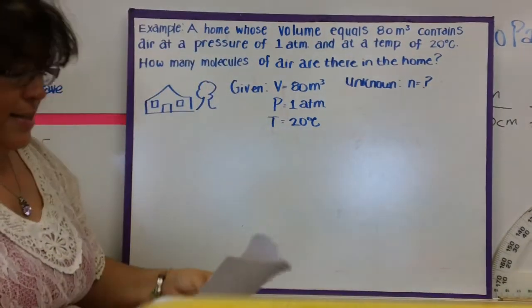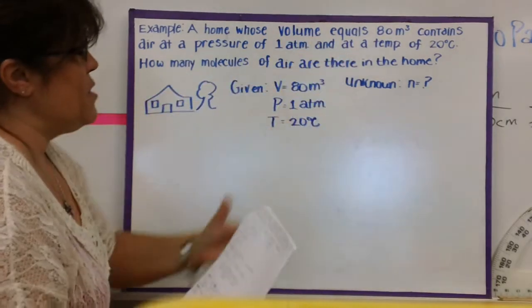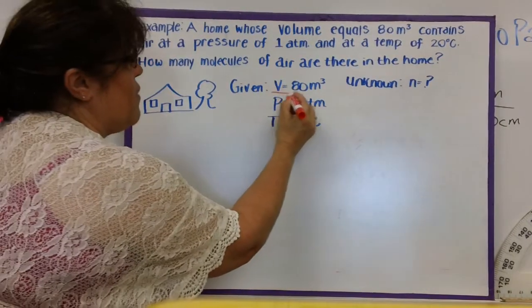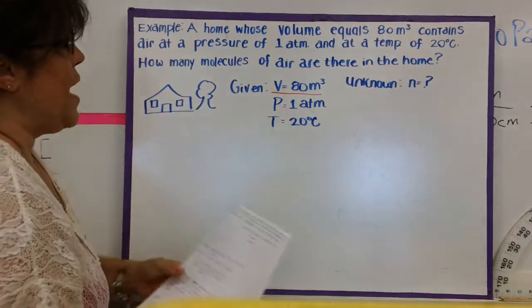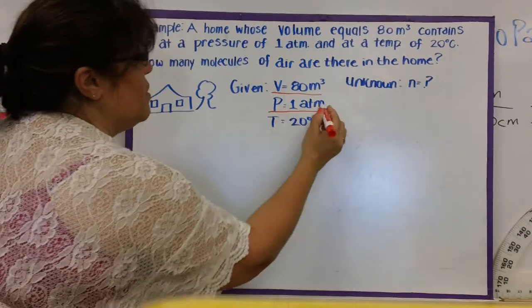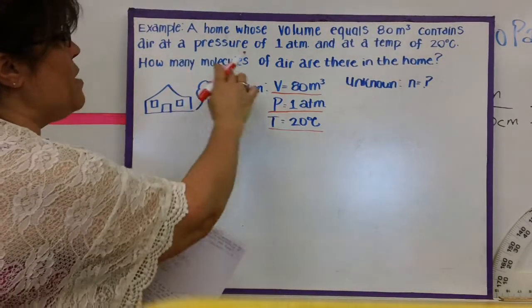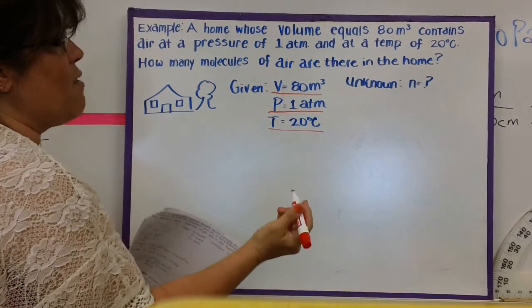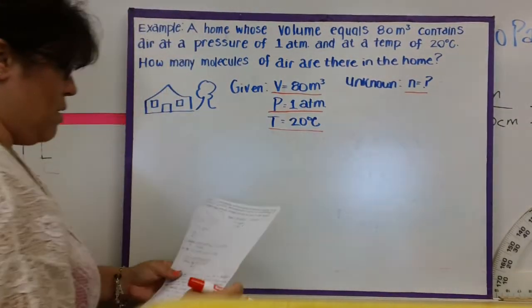Okay, so let's try an example. We have a house whose volume equals 80 meters cubed. So here is our given. Our volume is 80 meters cubed. It contains air at a pressure of 1 atmosphere, and at a temperature of 20 degrees Celsius. How many molecules of air are there in this home? So our unknown is n, the number of molecules.